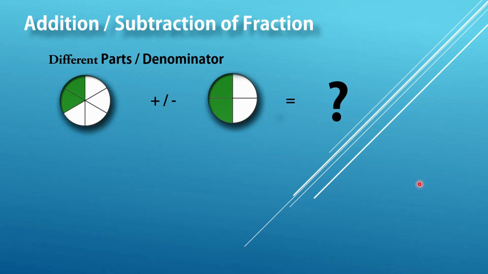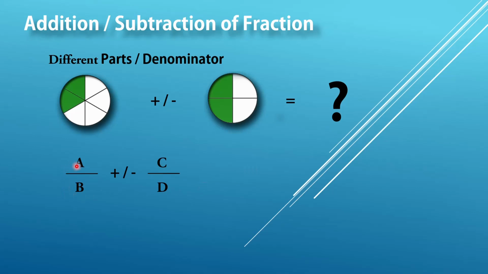Now next we'll go with the case where we have different denominators. So let's take the example of 2 by 6 plus or minus 2 by 4. So what is the rule here? Let's say this is the rule: a by b means numerator a divided by denominator b, plus or minus, you can take anything here, and c by d means numerator c and denominator d. So you have different denominators, b and d.